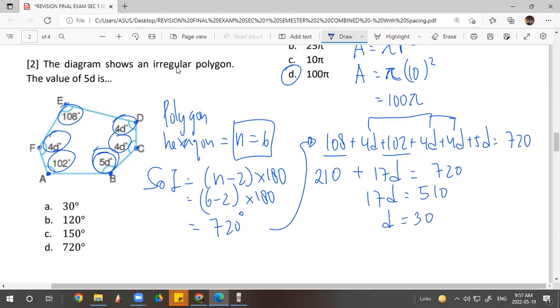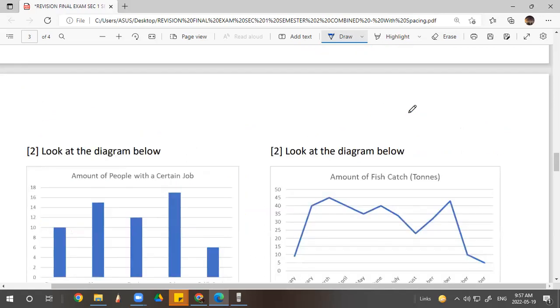And then this is the answer. Hey, be careful. The question is asking you for 5D, not D. We have the 30, this is the trap answer. So 5D equals 5 times 30. Be very, very careful, yeah? I told you: 150, not 30. There you go. Okay. Next.